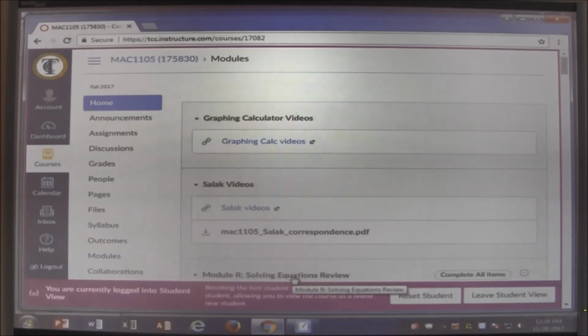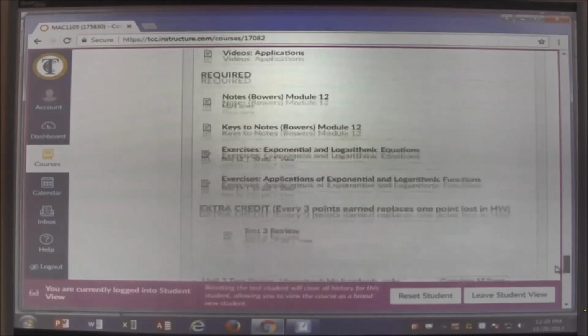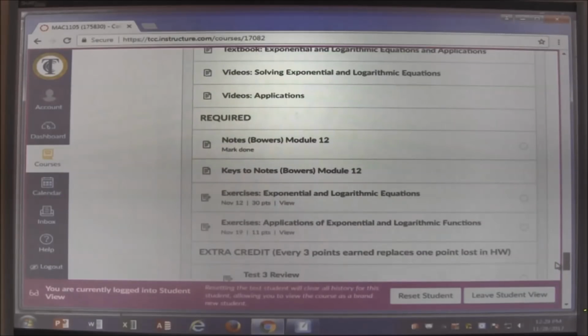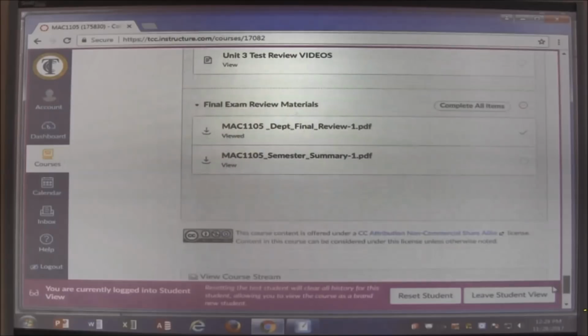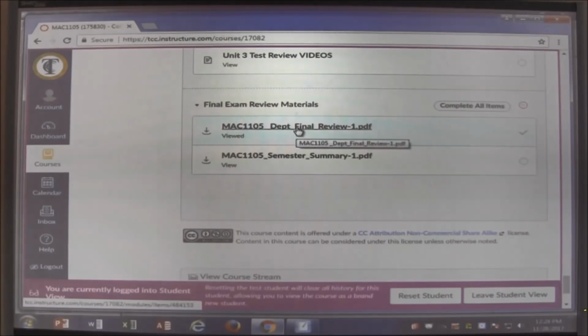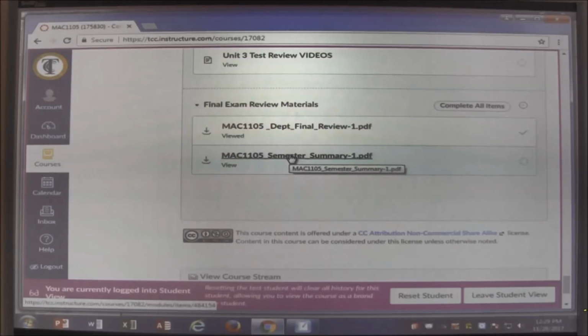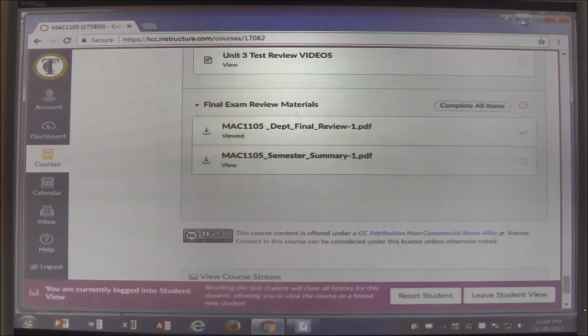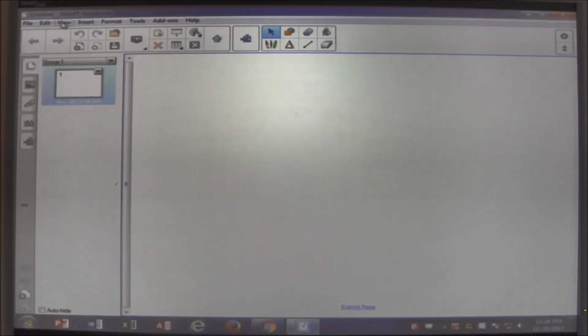I did want to point out, and of course this is good for my students, which all of you are sitting here, is your final exam review material. So what we're using is this departmental review, but I also have this semester summary posted. That's sort of like notes that summarizes everything we've done, and some of you might find that helpful. So don't forget to take a look at that. It also shows you the different things that you need to know.